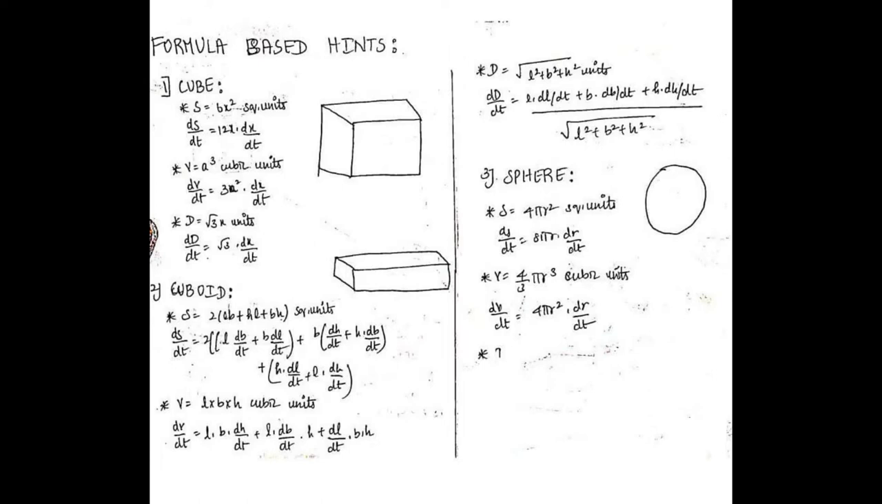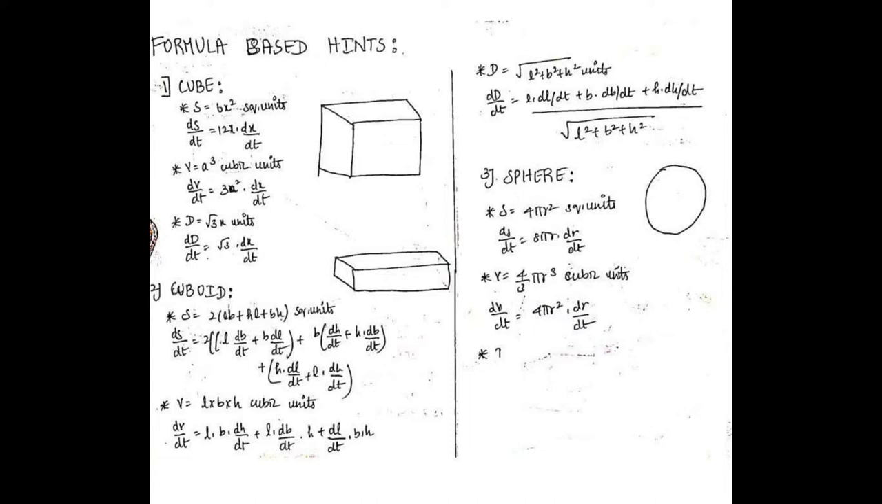Square units. ds by dt is equal to 12x into dx by dt. Volume is equal to a cube cubic units. dv by dt is equal to 3a square into dx by dt. Diagonal is equal to root 3 x units. dd by dt is equal to root 3 into dx by dt.